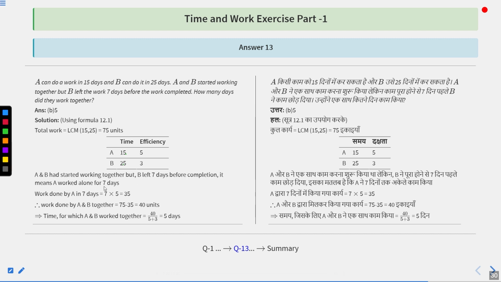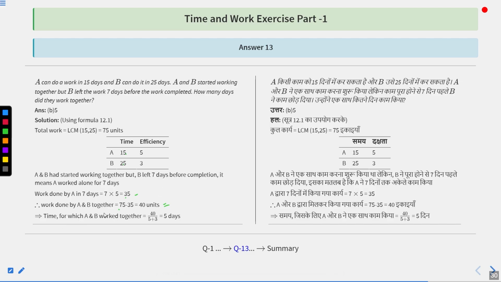It means that A worked alone for how many days? 7 days. So in those 7 days, how much work will A have done? That is 7 into 5, efficiency into time, that is 35 units. So work done by A and B together is how much? Total was 75 minus done by A was 35. So 75 minus 35, that is 40 units is the work that is done by A and B together.